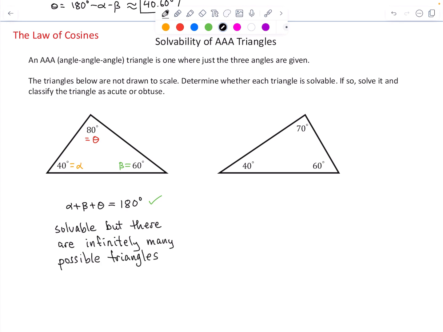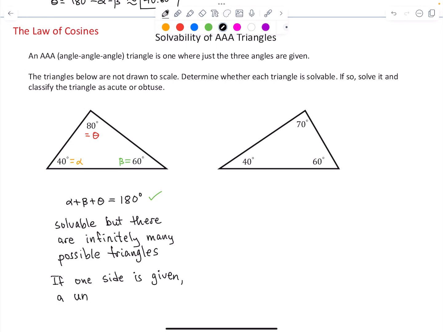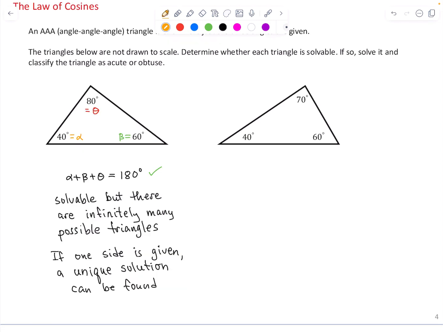In order to get a unique solution, we would need to know at least one of the side lengths. So if one side is given, a unique solution can be found. For example, let's assume that A is 10 meters. Then the other sides would be B and C. And I would just use the law of sines to finish this out. So I'll use the alpha A pairing with a theta C pairing to help me find C.